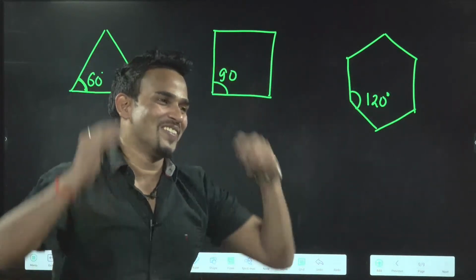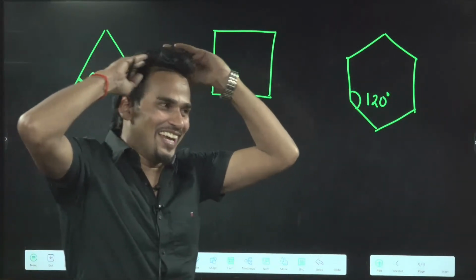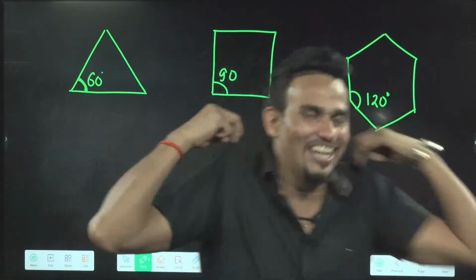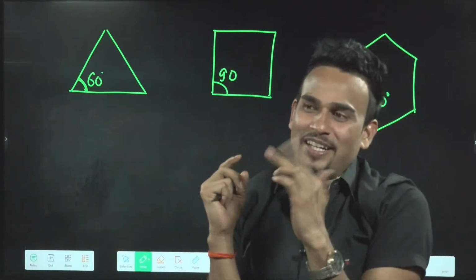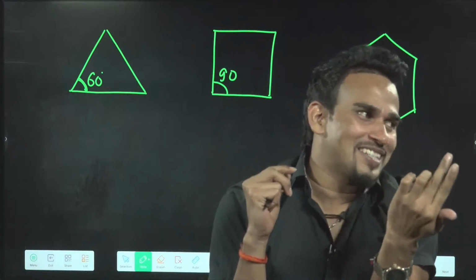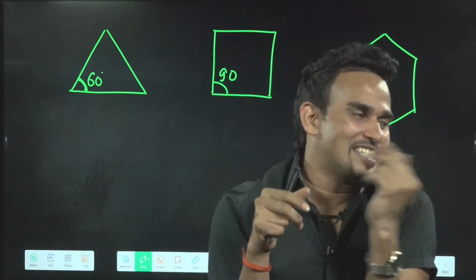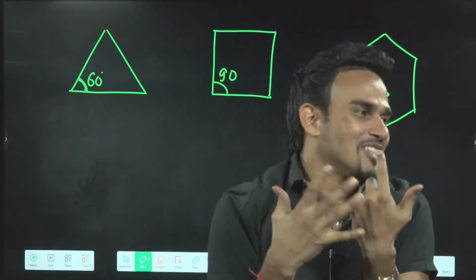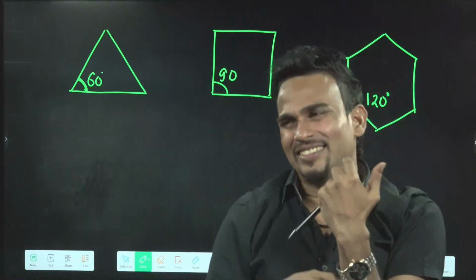People started thinking, using brain. Sir, 60 plus 30 is 90, 90 plus 30 is 120, so 120 plus 30 is 150. People are saying, well, pentagon is chappal, Baba. I just said, yeah.